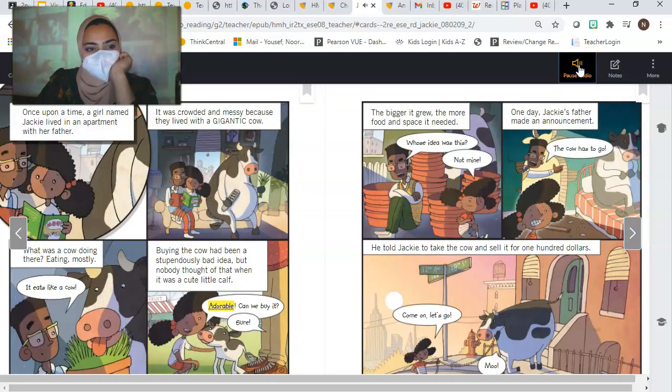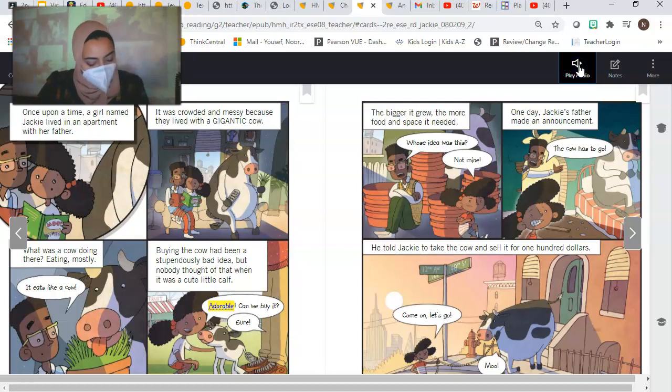Once upon a time, a girl named Jackie lived in an apartment with her father. It was crowded and messy because they lived with a gigantic cow. What was a cow doing there? Eating mostly. It eats like a cow. Buying the cow had been a stupendously bad idea, but nobody thought of that when it was a cute little calf. Adorable! Can we buy it? Sure, the bigger it grew.